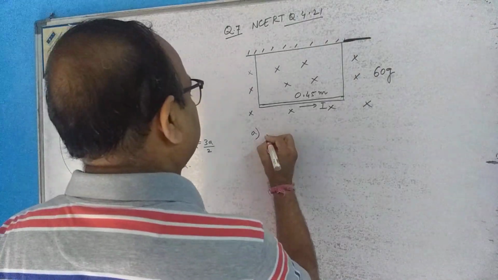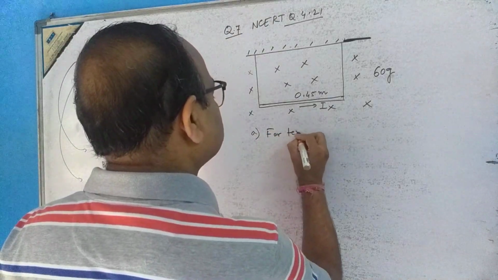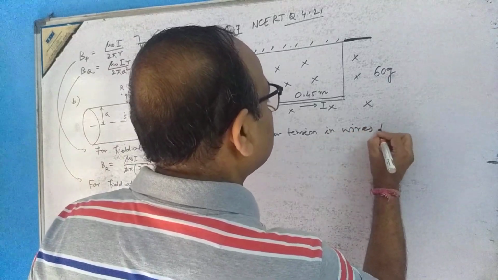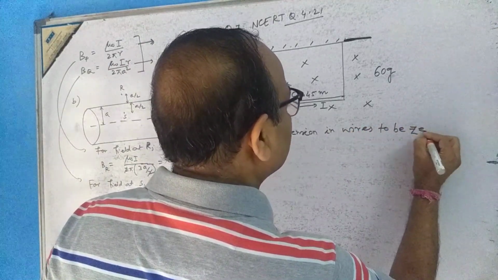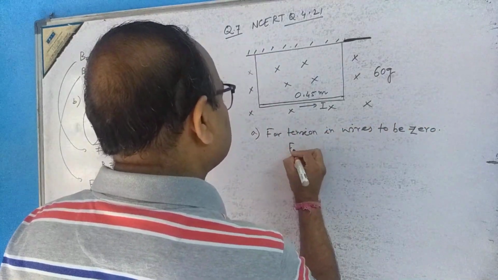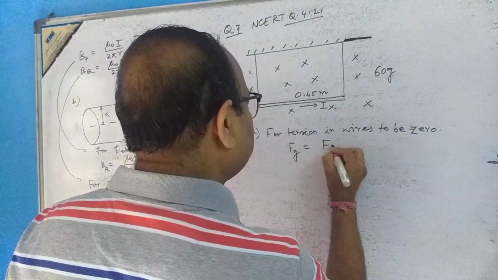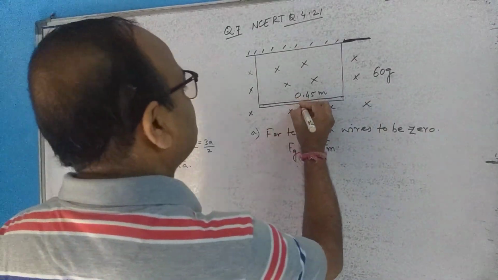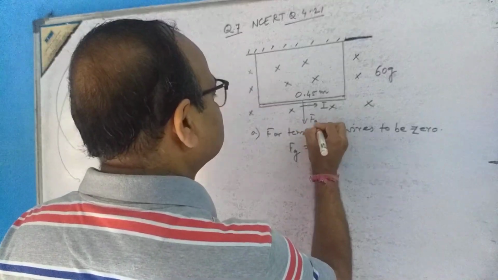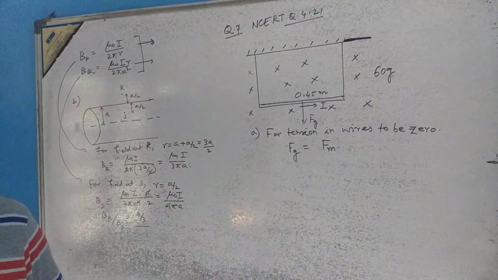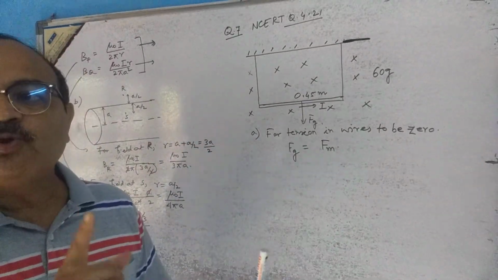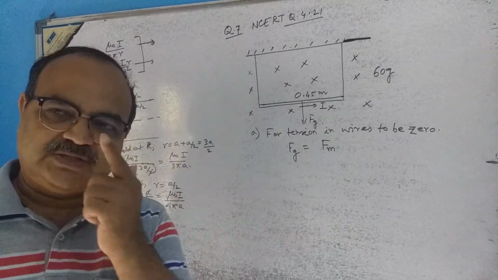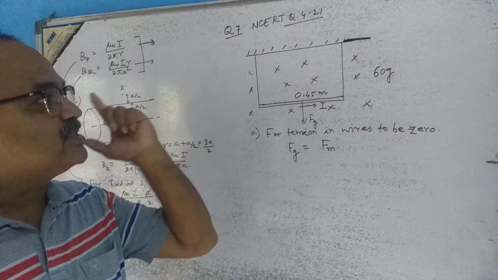First I put that condition for tension in wires to be 0. The gravitational force should be equal to the magnetic force. Gravitational force means weight, Fg. It should be counterbalanced by the magnetic force. That means gravitational force is fixed. It is always downward. Magnetic force must be upward.